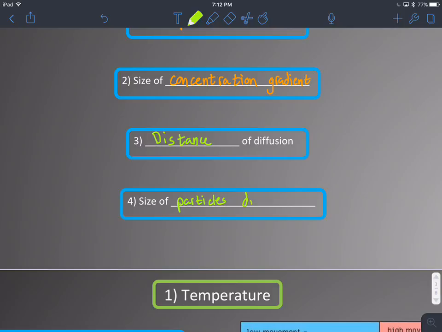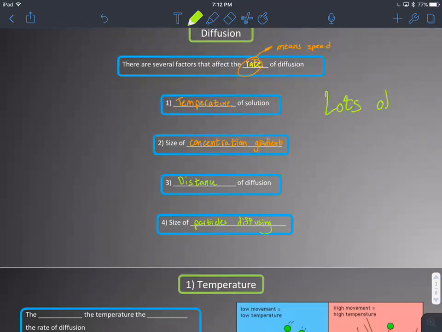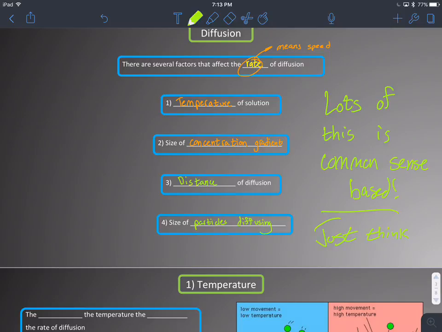And I want to note something that can be forgotten. Lots of this is actually common sense based. You guys are going to have to think, okay? Because lots of it, when you put real life examples in, it makes sense. All right, and that's the takeaway, is that when you guys think about these things, I just want you to think about your life because they make sense.